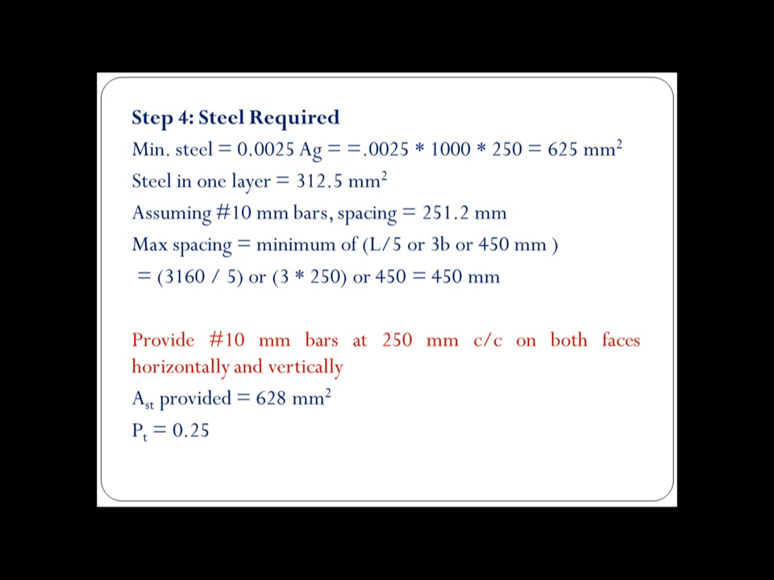And still this bar spacing calculated is 250. So 250 is the spacing provided. So we'll be providing 10 mm bars spaced at 250 mm center to center on both faces vertically and horizontally. So that means we are providing the same amount of steel longitudinally as well as transversely. So Ast provided is approximately 628 mm square, and pt remains the same, almost 0.25.